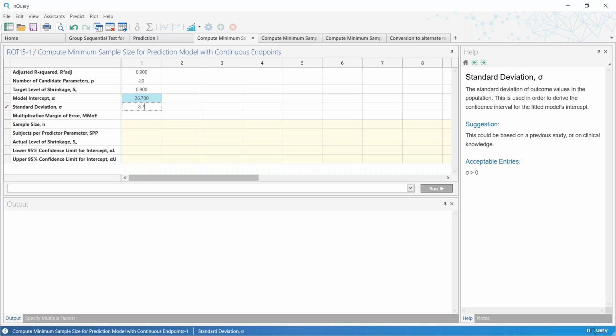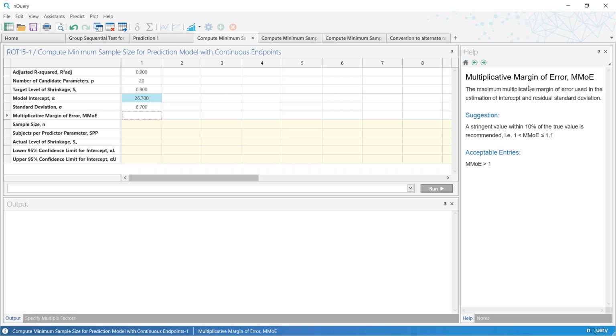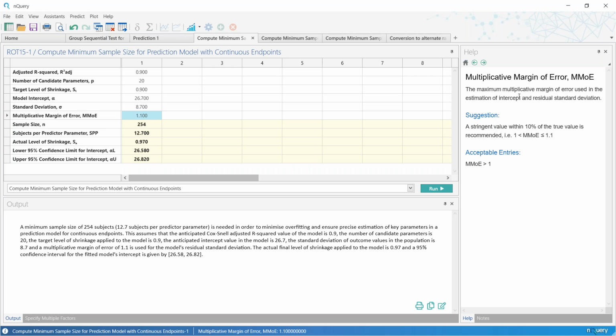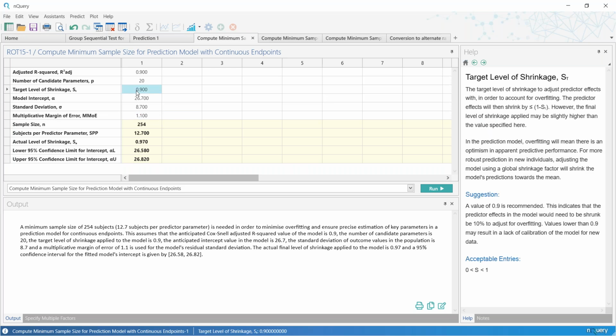And then you can see that we need this multiplicative margin of error. This is set to 1.1. This is just a common default suggested by the initial authors. So you can see the definition here: it's the maximum multiplicative margin of error used in the estimation of the intercept and residual standard deviation. So 1.1, or 10%, would be the most commonly used value for this. You can see here the target level of shrinkage is used to adjust predictor effects to account for overfitting.